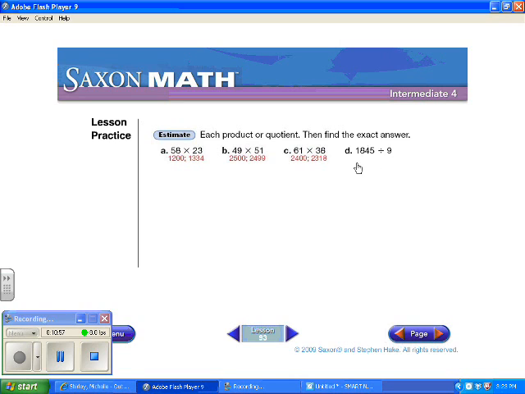Okay, so now you have your estimate. So go ahead and write down your estimate. Now write down 1,845 divided by 9 and go through the whole set of steps until nothing is left to bring down, and then check your answer. So hit pause while you work it.